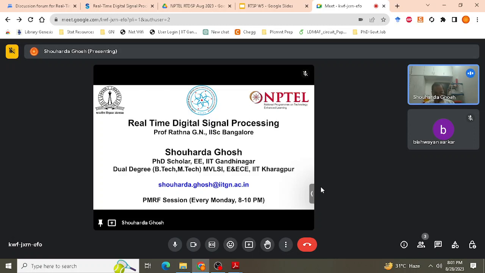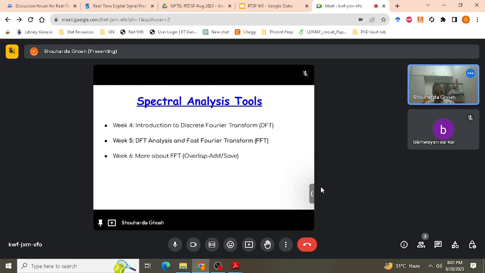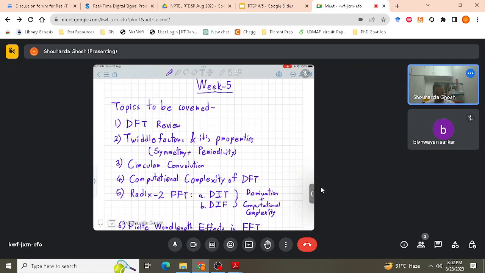So this is week 5 and we are currently in the second module of the course, in which we are dealing with spectral analysis tools. This week is a bit interesting because we'll be talking about DFT analysis and we'll pay a lot of focus on the fast Fourier transform, a very popular, very powerful tool for doing spectral analysis.